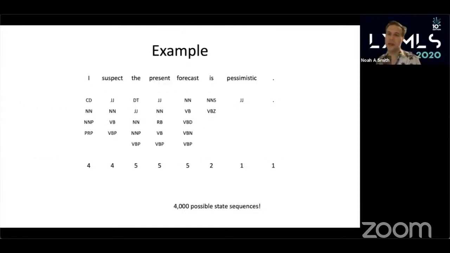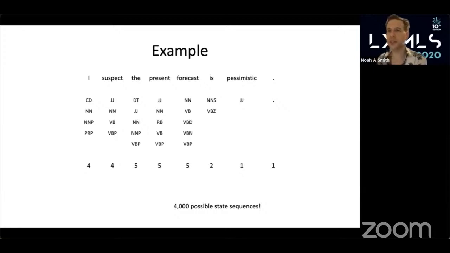To make this a little concrete, I'll use POS tagging. So here at the top, I have W, my sentence: I suspect the present forecast is pessimistic. And then what I've written down in a column under each word is the set of part-of-speech tags that are attested in some training data from the Penn Treebank for each of these words. Some of these may be a little bit surprising to you. That could be because there are POS tagging errors in the data. It could be an unusual use of the word.